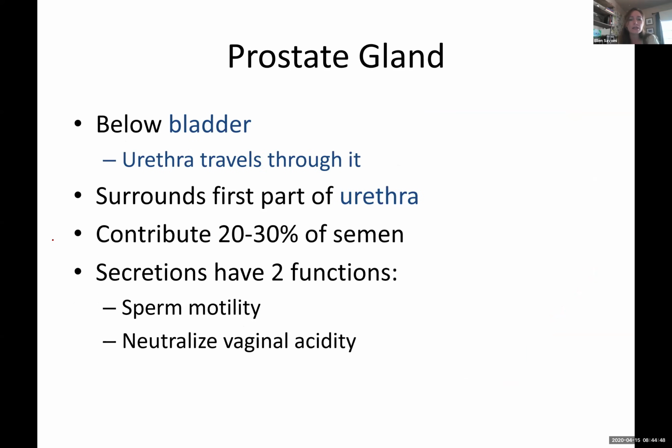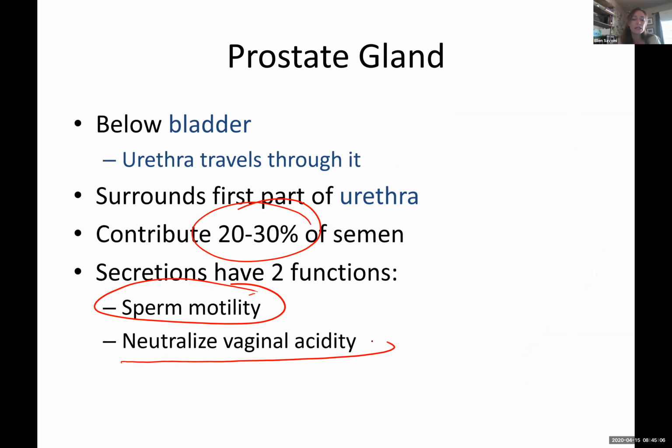The prostate is below the bladder and has a prostatic urethra. It contributes about 20 to 30% of semen. It has additional components that facilitate sperm motility. That means moving the tail around, getting the mitochondria to move. It also is more alkaline. And the vagina of the female reproductive tract is really acidic, and acidity can cause damage to sperm. So when sperm is delivered to the female reproductive tract, it has to have these prostatic secretions that buffer the acidity so it doesn't harm sperm.